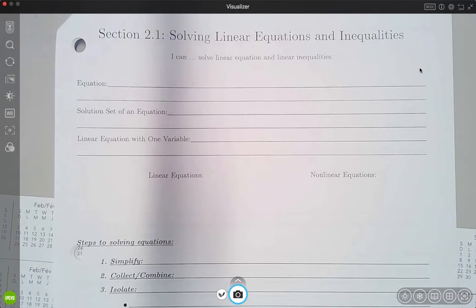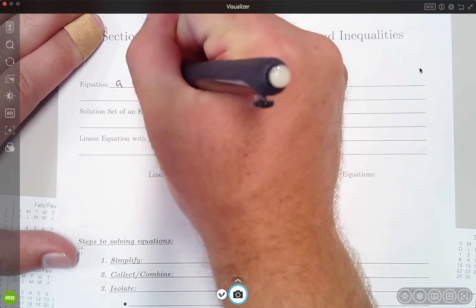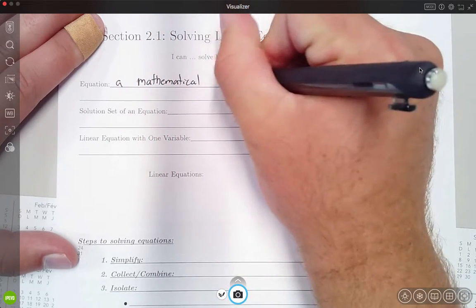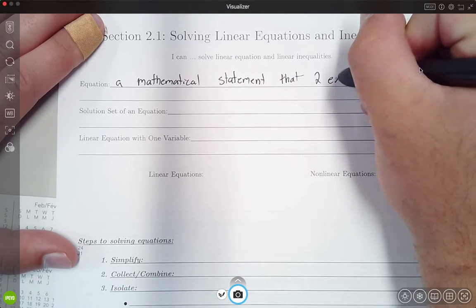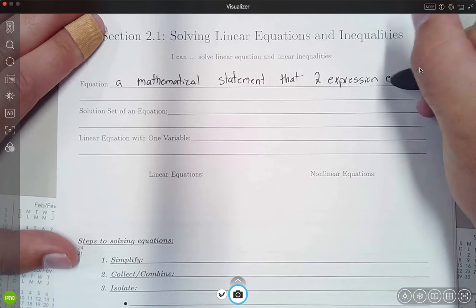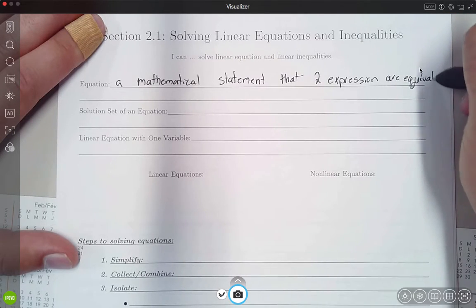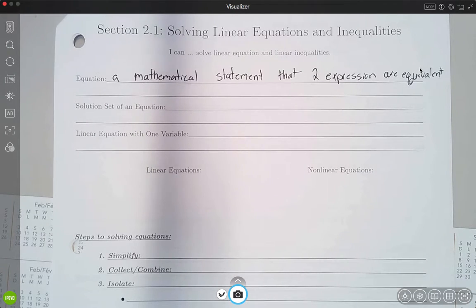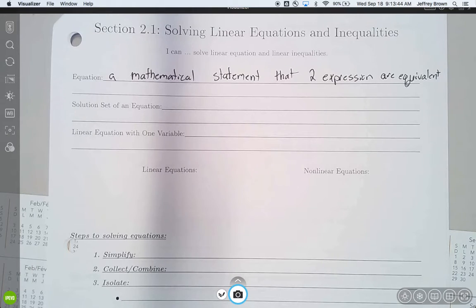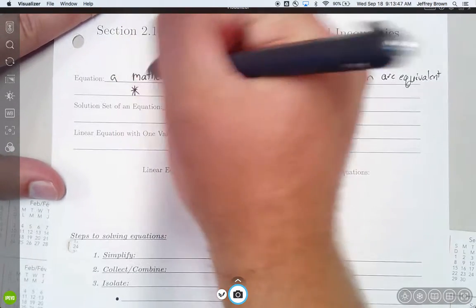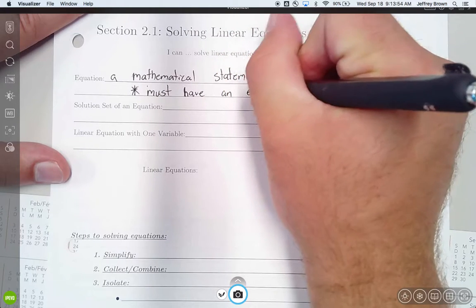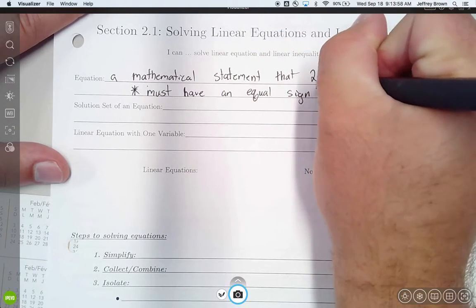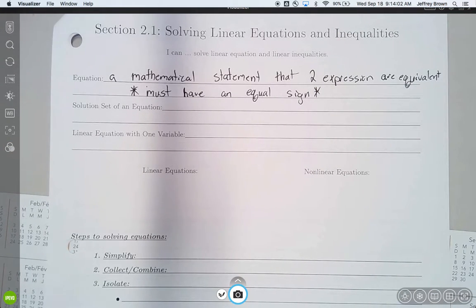So we'll go ahead and start right here with an equation. An equation is a mathematical statement. And that statement tells us that two expressions are equivalent. And that word equivalent is really just a fancy word for equals, means they really are the same thing. So I have two expressions that mean the exact same thing, okay? Really what this boils down to is it must have an equal sign between them. It has that equal sign, it's telling me those two sides of the equation are equal, and I can then usually solve for something there.